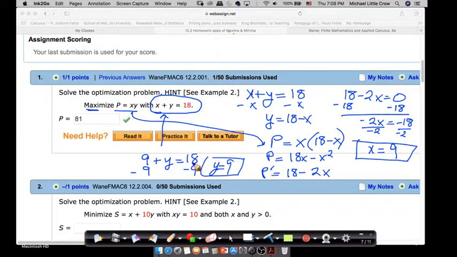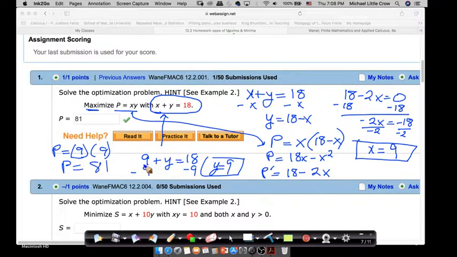Okay, and we didn't look at it. I guess you could have graphed it if you wanted to, but by setting the derivative equal to 0, this is telling us we got a minimum or maximum. So the last step is to say P is going to be equal to x is 9, y is 9. 9 times 9 is 81.